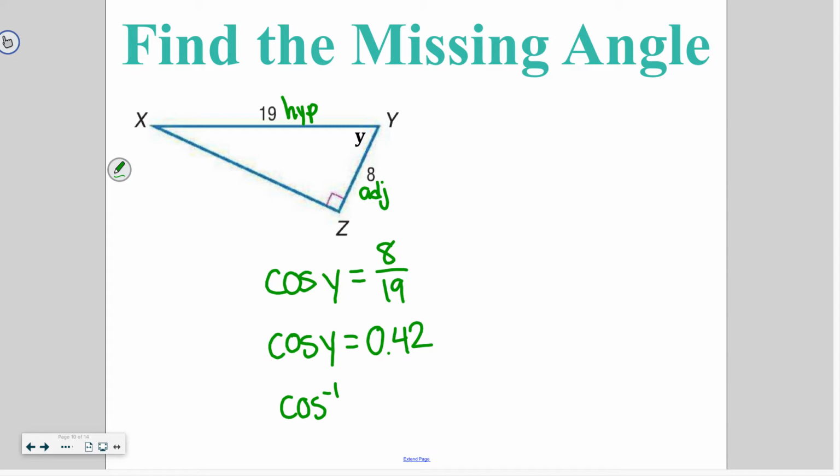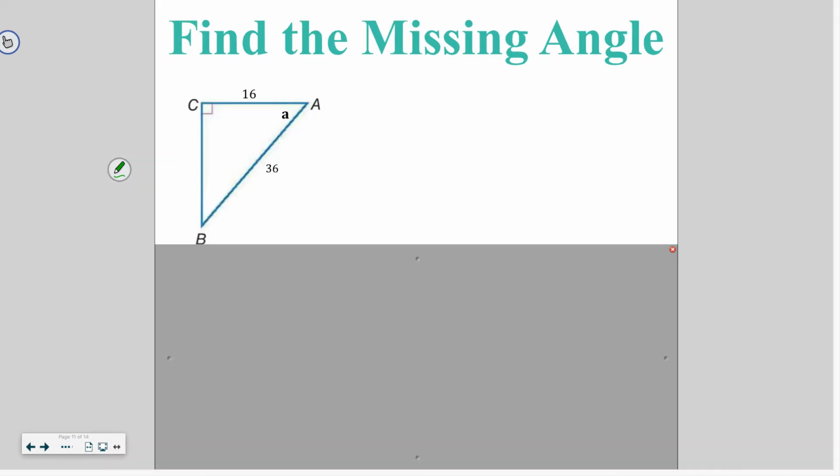So you would hit inverse cosine of 0.42, and you would get an answer of 65.17 degrees. So 65.17 degrees. That is how big this angle measurement is. Go ahead and try this one on your own.